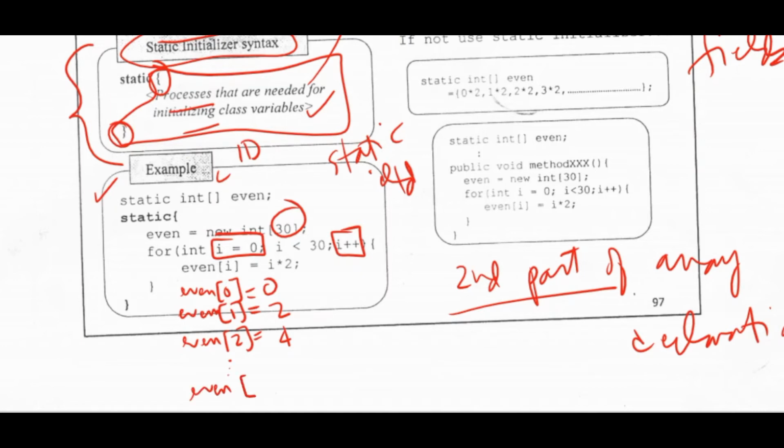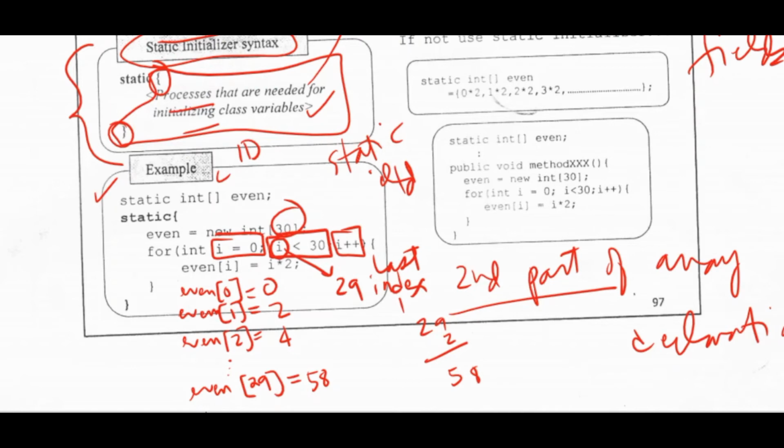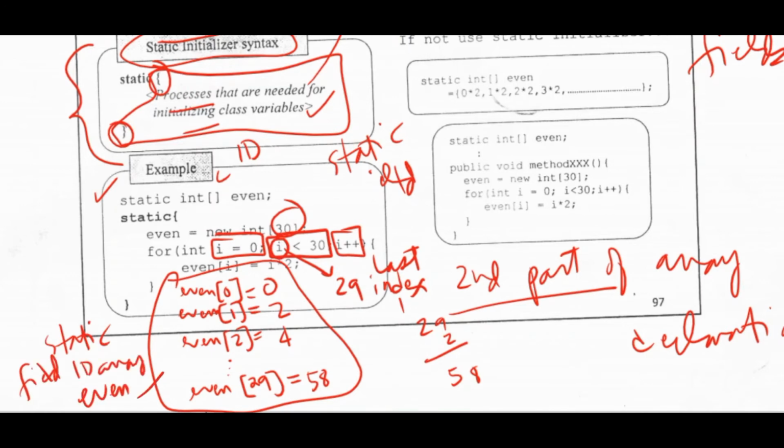even. What is the last value of the index? It is 29, right? Because the condition is i less than 30. So the last value of i is 29. That is the last index. And so the last array element is even 29, and that is equal to 29 times 2. That gives you 58, right? So this is how the static field, a 1D array even, is initialized using a static initializer.